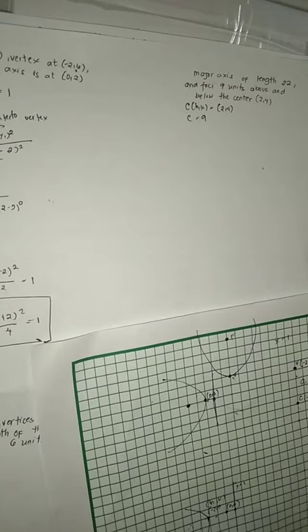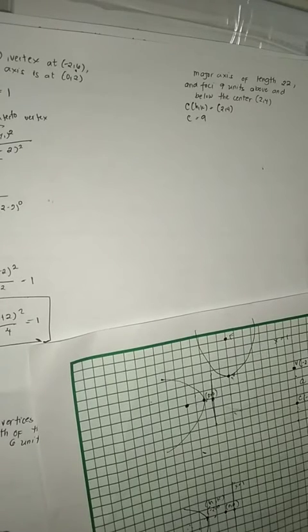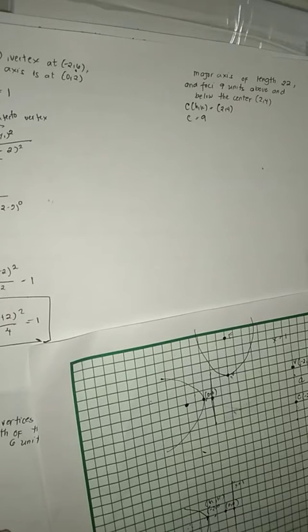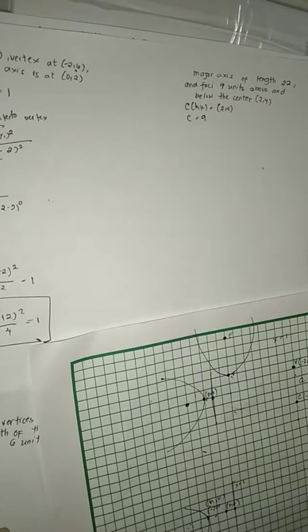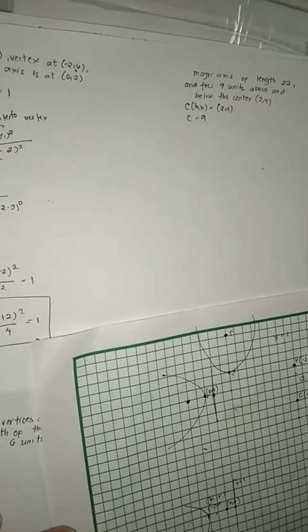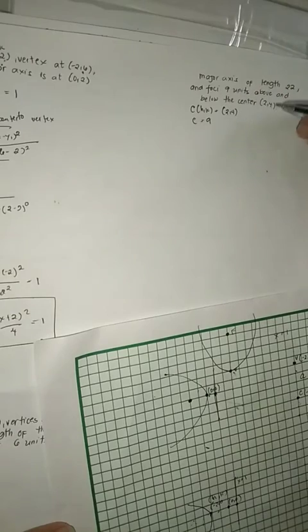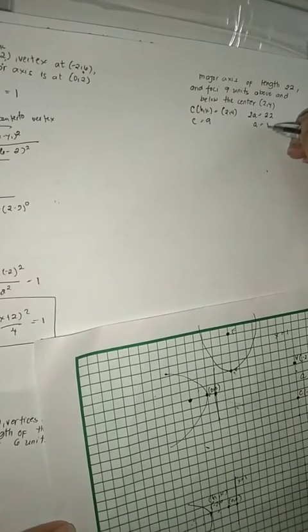So, as I've said earlier, A is the length of the semi-major axis, and B is the length of the semi-minor axis. That would give us 2A is the length of the major axis and 2B is the length of the minor axis. And our major axis is length 22. So 2A is equal to 22 and A is equal to 11.